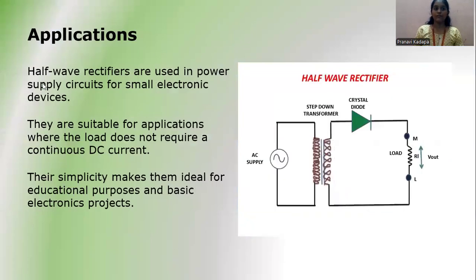Applications. Half-wave rectifiers are used in power supply circuits for small electronic devices. They are suitable for applications where the load does not require continuous DC current. Their simplicity makes them ideal for educational purposes and basic electronic projects.